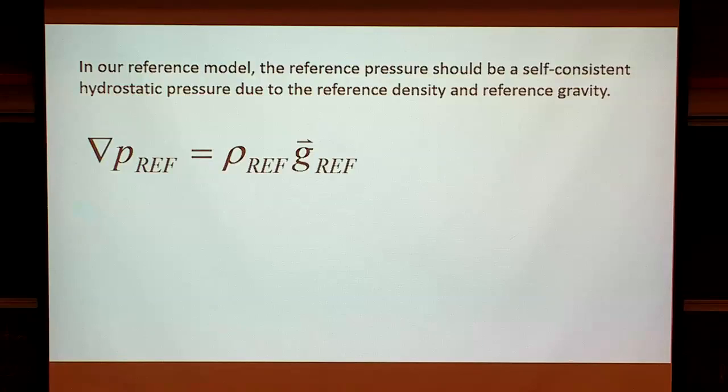So one thing we also like to do is make sure that the reference pressure is self-consistent with the reference density and the reference gravity, and that it's self-consistently the hydrostatic pressure caused by these. If something's hydrostatic pressure, then the gradient of that hydrostatic pressure equals the density times the gravity. We do this all the time in one dimension for the Earth, like what is the pressure at a certain depth. It's the same mathematics here, except it's a little complicated because this g doesn't necessarily have to be in one direction. It can change with space.